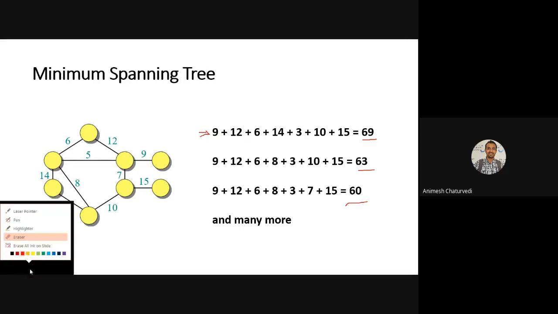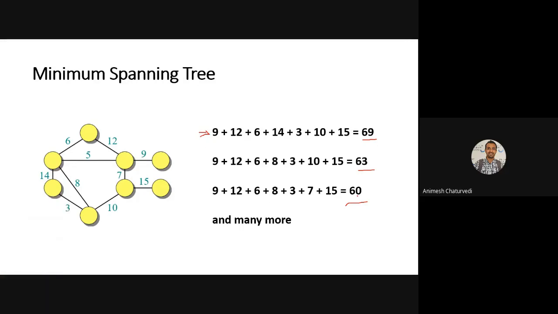We just go for the lowermost. What is the lowermost? From 9 we draw the 12, and from this 12 we have 6, and from this 6 we have 8, and from this 8 we have 3, and from this we have 7, and we have 15. So this is 60. But is it the minimum spanning tree?